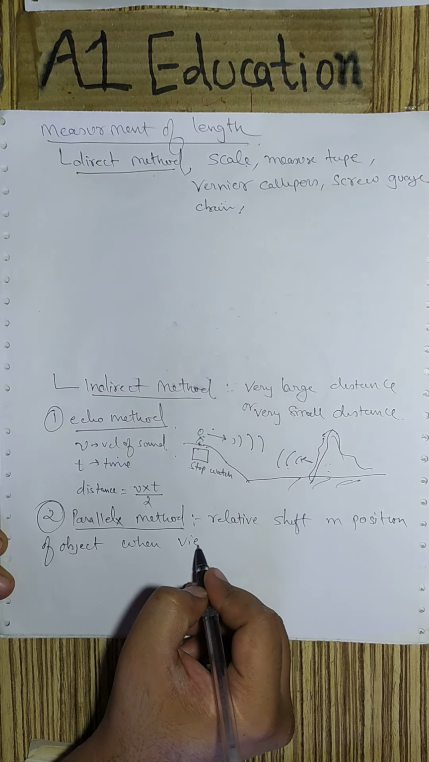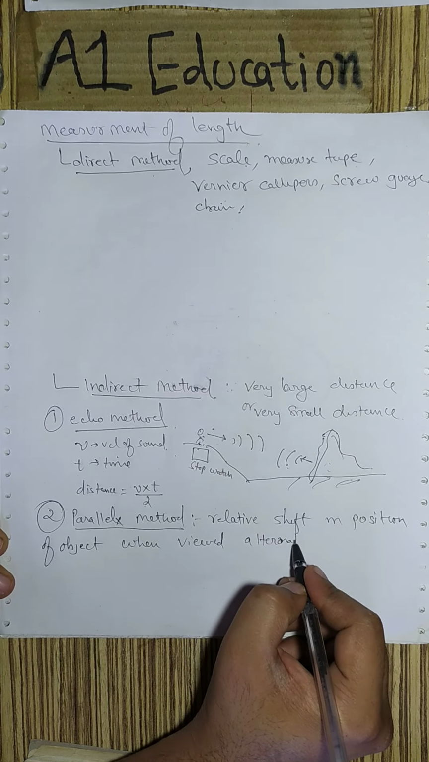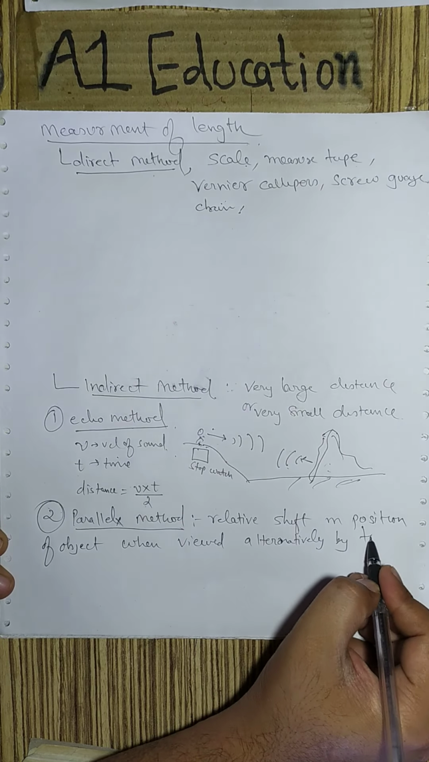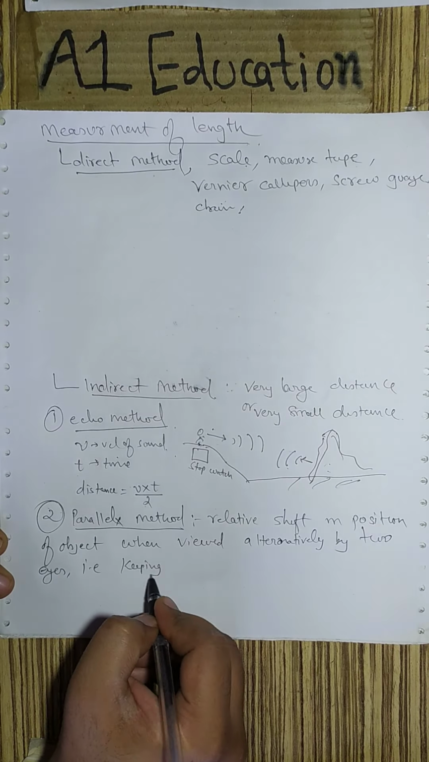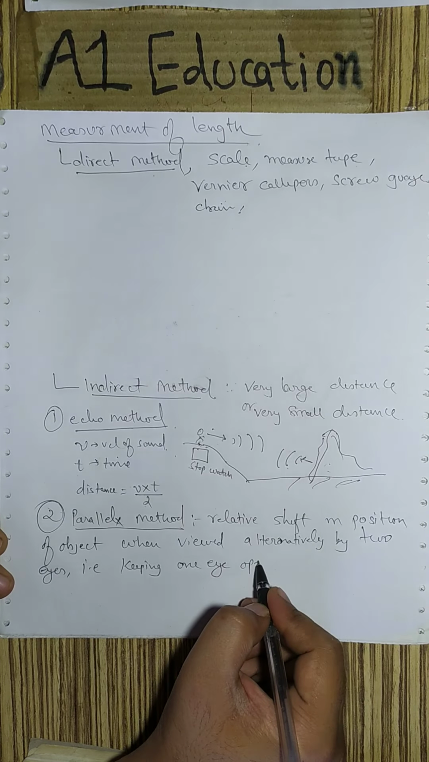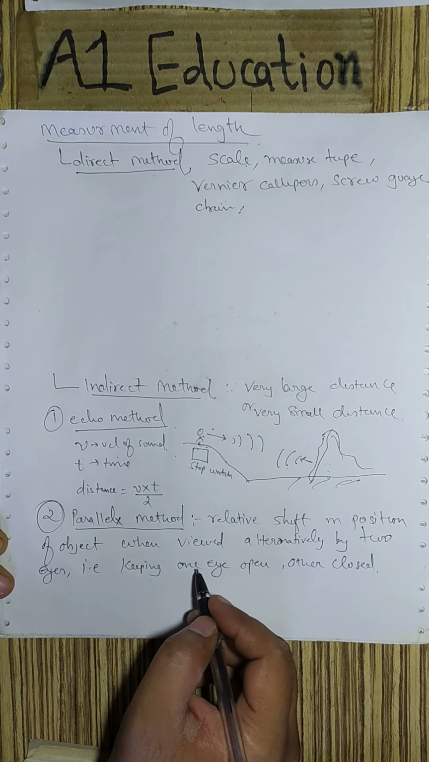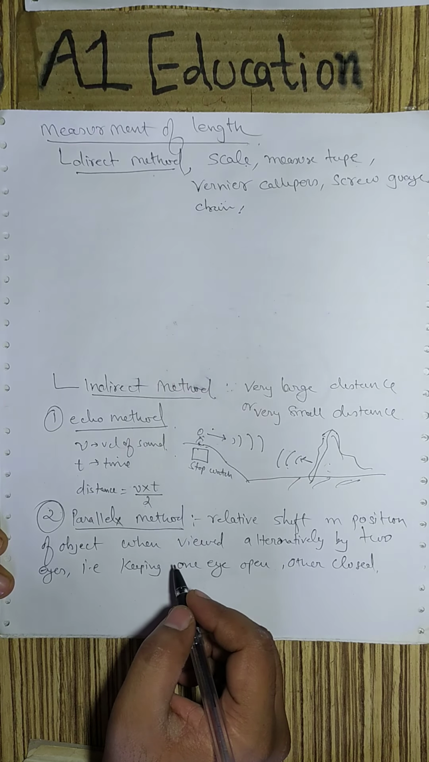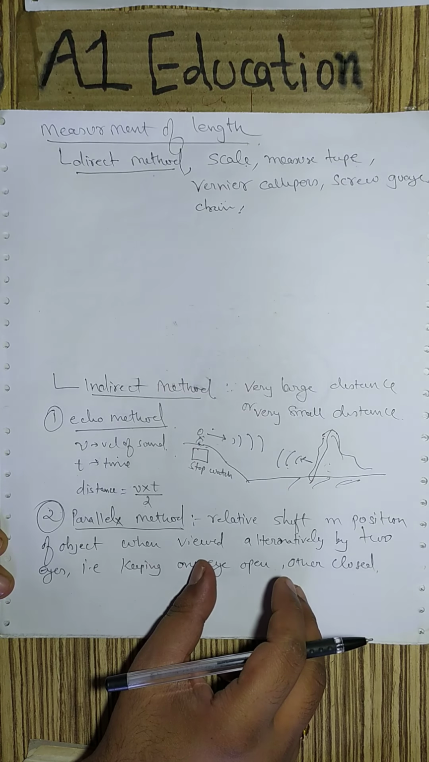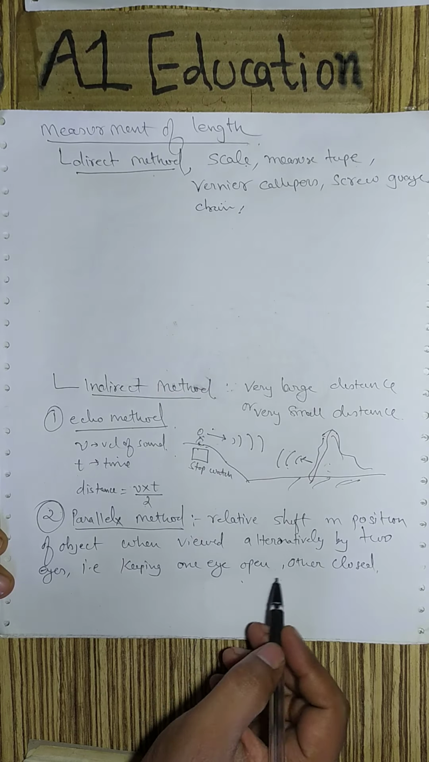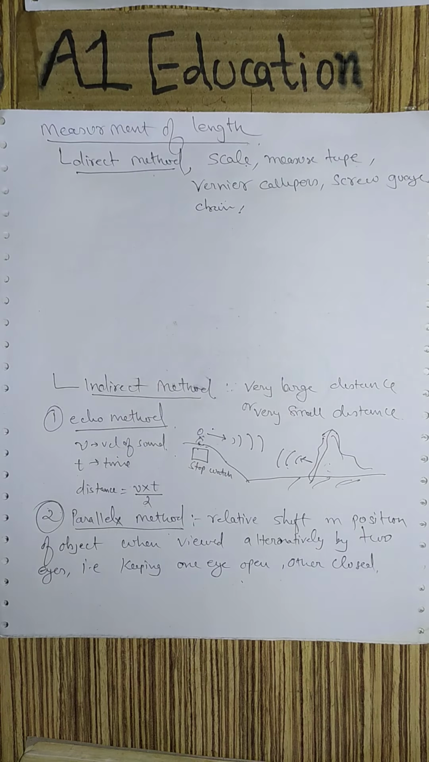when viewed alternately by two eyes, that is, keeping one eye open and the other closed. When you rapidly close one eye and open the other eye, then close the other eye and open the first eye, you see that the object in front of you undergoes some shift. That is called a parallax. So using that technique we can measure the distance.